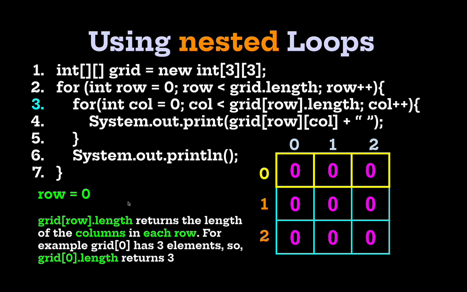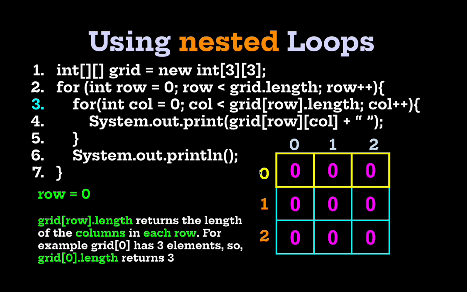So at this point, row is 0. Now grid row dot length returns the length of the columns in each row. So for instance, in the first iteration, we have grid 0, right? Because row at this point is 0. Look at it here, row equal to 0, and we're saying grid of 0.